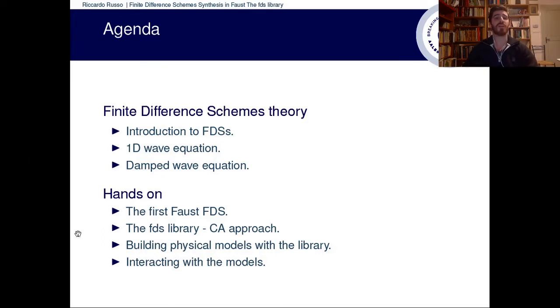Then I will move to the hands-on section. First, we will implement the first FDS model without using the library. This to understand the basic principles of finite difference schemes in Faust. Then we will have a brief look to the cellular automata approach, which is used inside the library, and later we will build all the schemes we obtained on paper in the first part by using the library. Lastly, we will take a brief look at the interaction models.